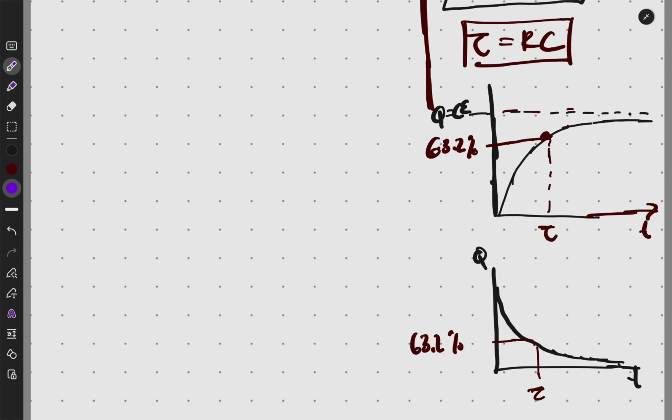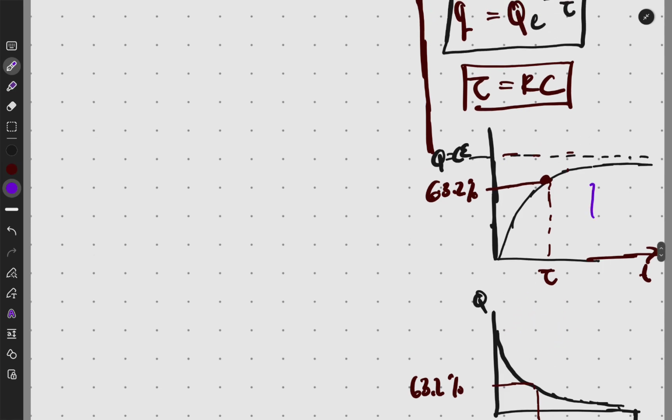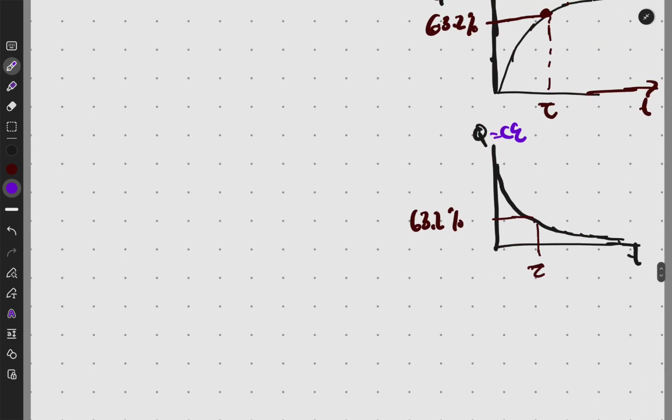Either way, this is going to be our graph and we would be done. So this is now for discharging and this one is for charging. Okay, do not forget. Now that is it.